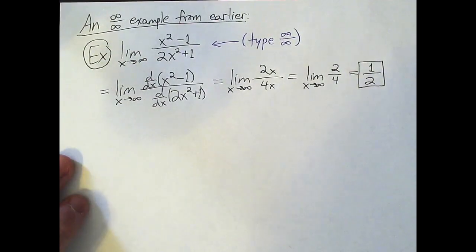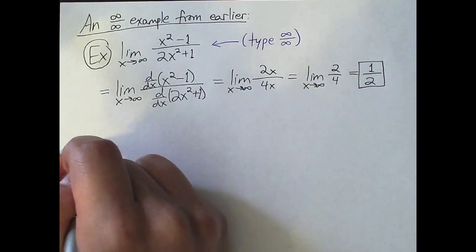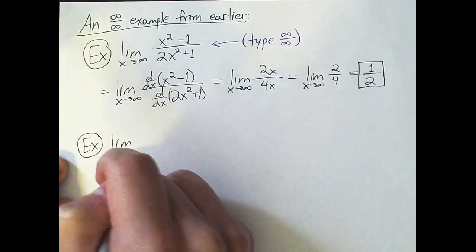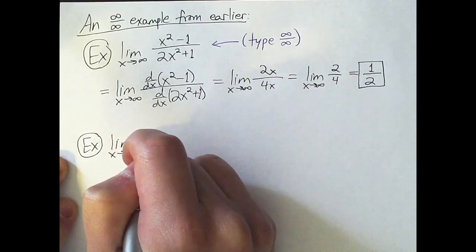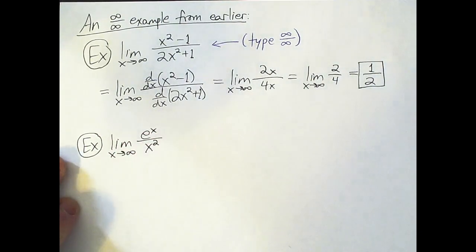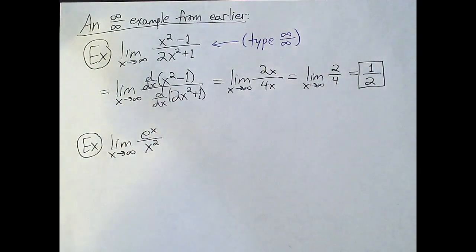I'll show you a tougher one. Let's do a new one. How about we want to evaluate the limit as x goes to infinity of e to the x over x squared. It's not really that tough, but I'm going to do this because something a little bit different is going to happen.